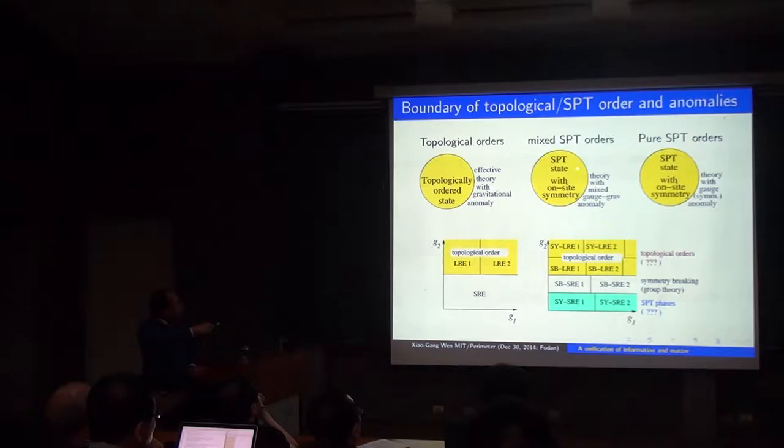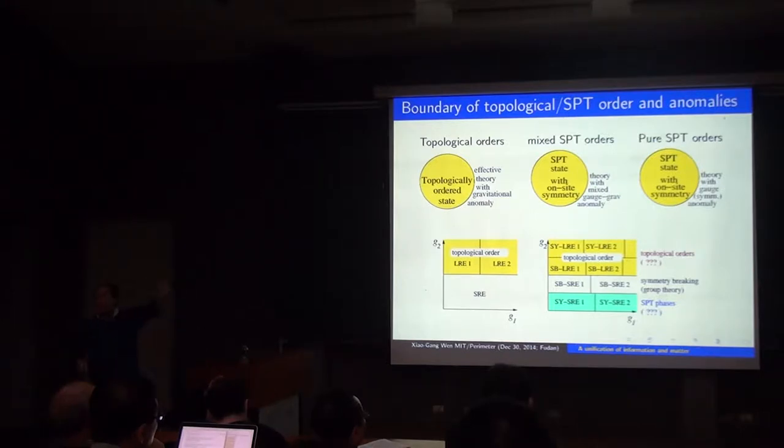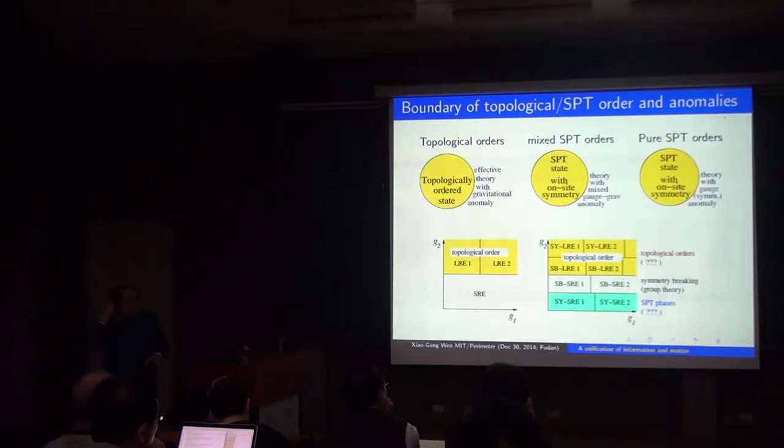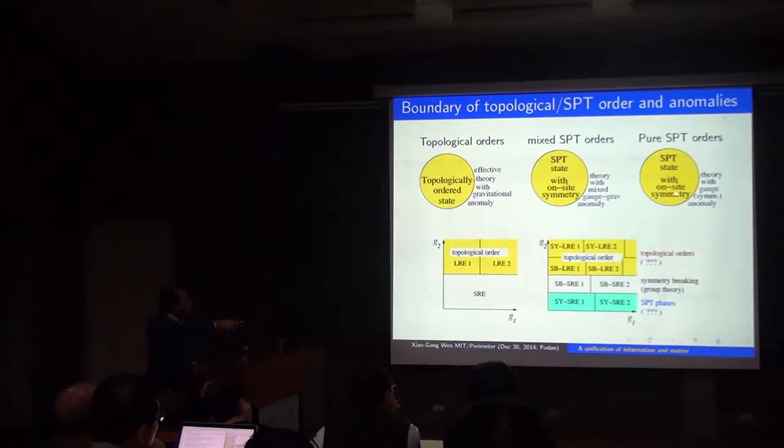Again, very quickly, these SPT states have a characteristic feature: the bulk is gapped, the boundary can be gapless, and the boundary has an anomaly. In particular, for the topologically ordered states, the boundary has a gravitational anomaly, and for SPT states, the boundary has a gauge anomaly. Because SPT states have a symmetry, this symmetry becomes anomalous on the boundary. This anomalous symmetry is called a gauge anomaly. And we also have some SPT states where the boundary has a mixed gauge-gravity anomaly.